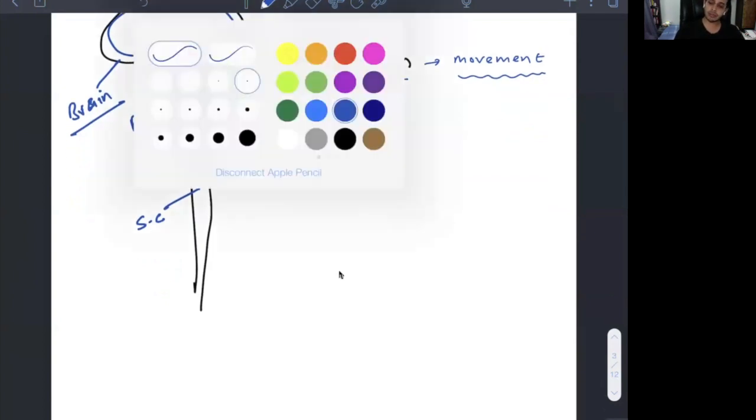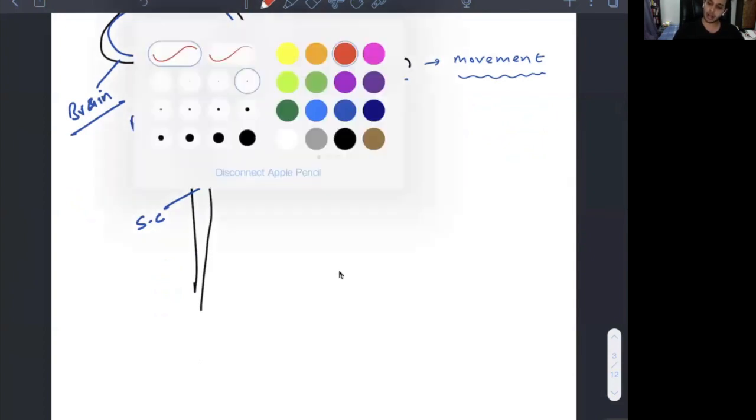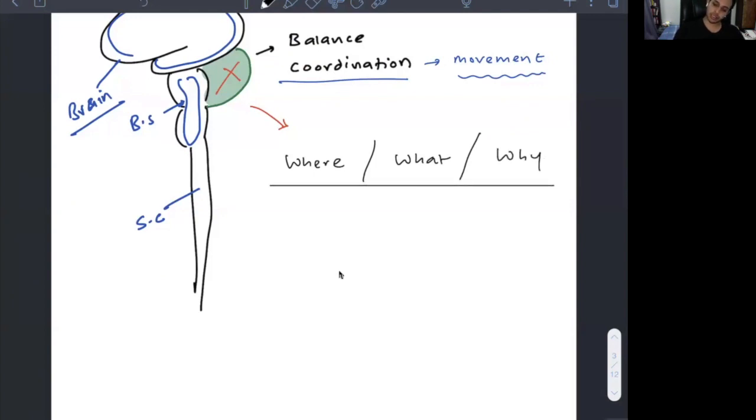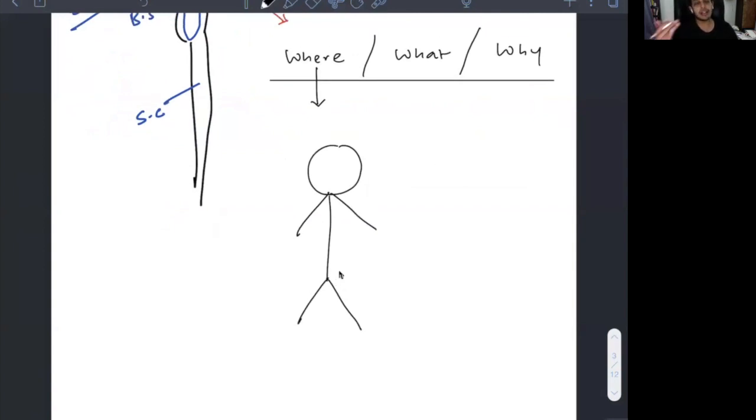Now, suppose something is wrong with the cerebellum, then how do we approach the case? So we approach it in the where, what, and why pattern. Okay. Now, here we are going backwards. So now we have already assumed that there is something wrong with the cerebellum. So we already know where is the lesion. But if a patient comes to you, then what all will the patient have that will make you think that the cerebellum is the problem?